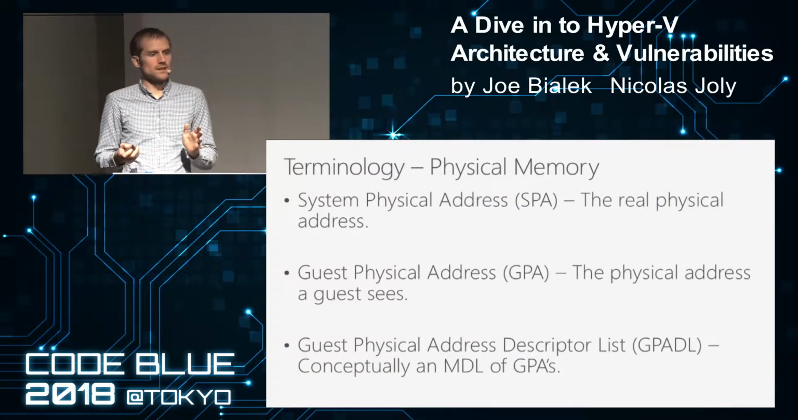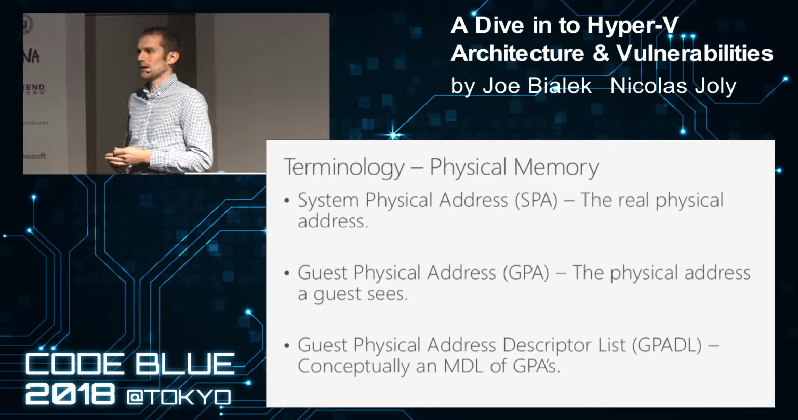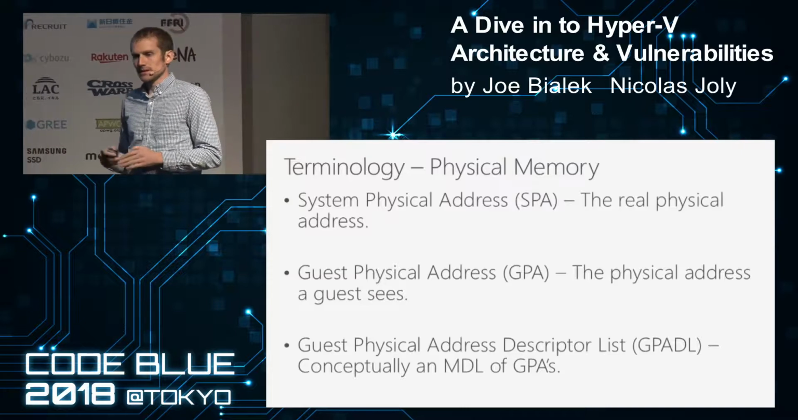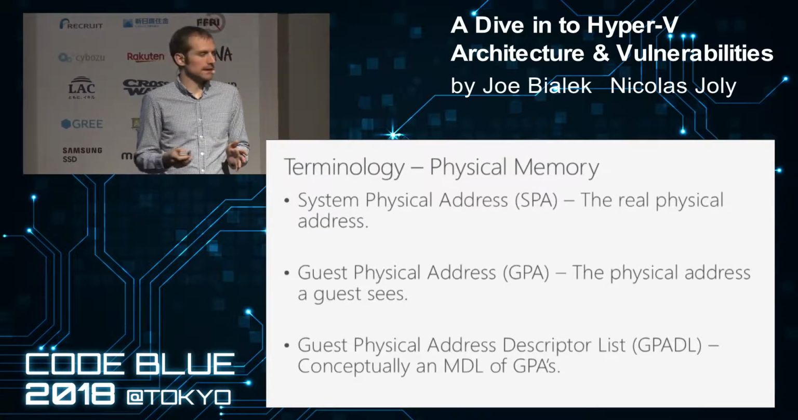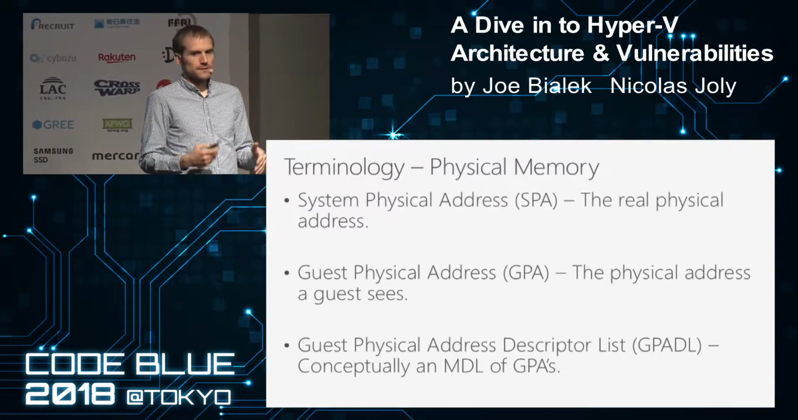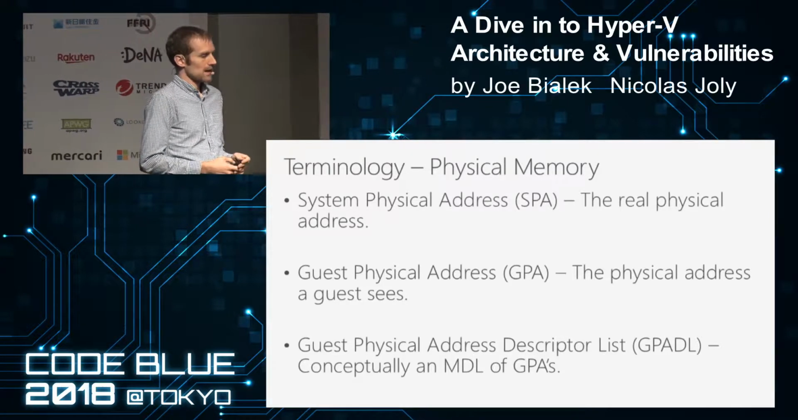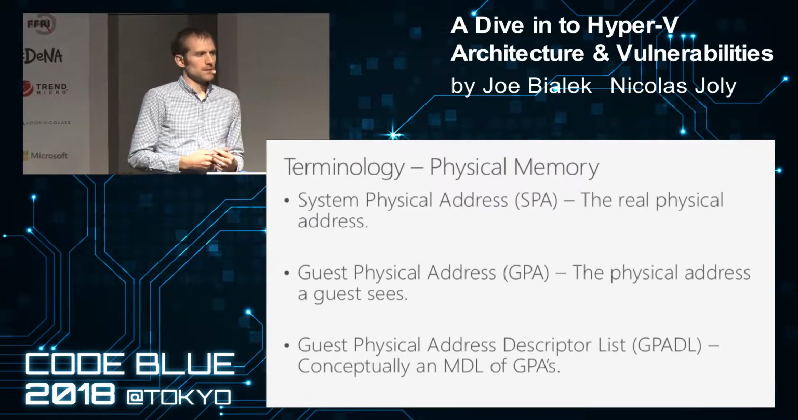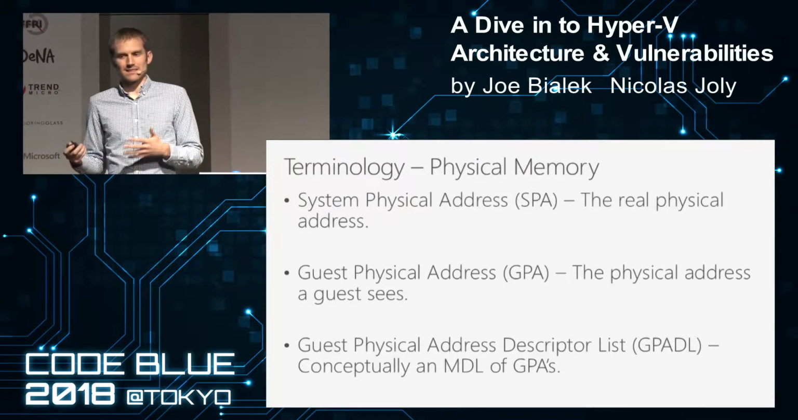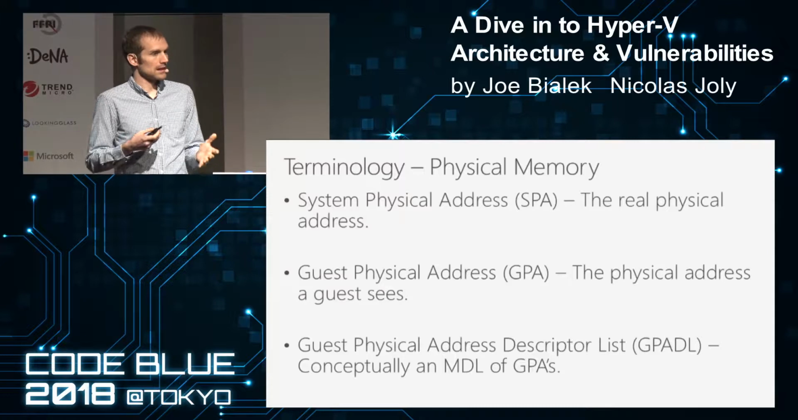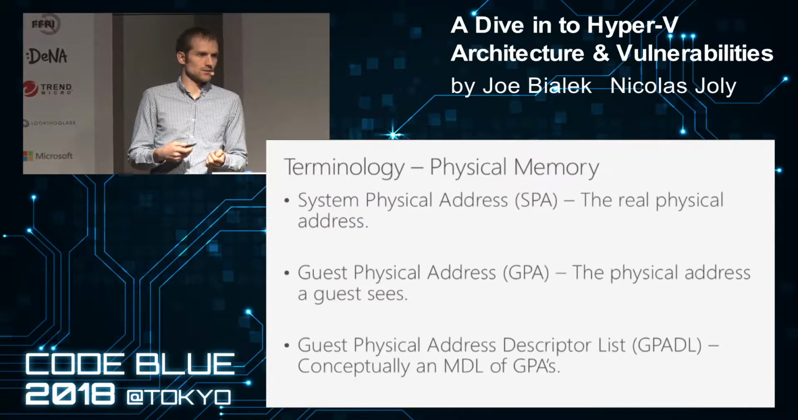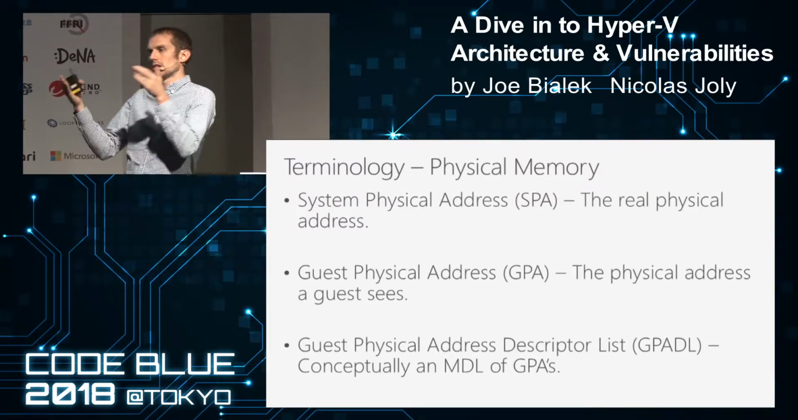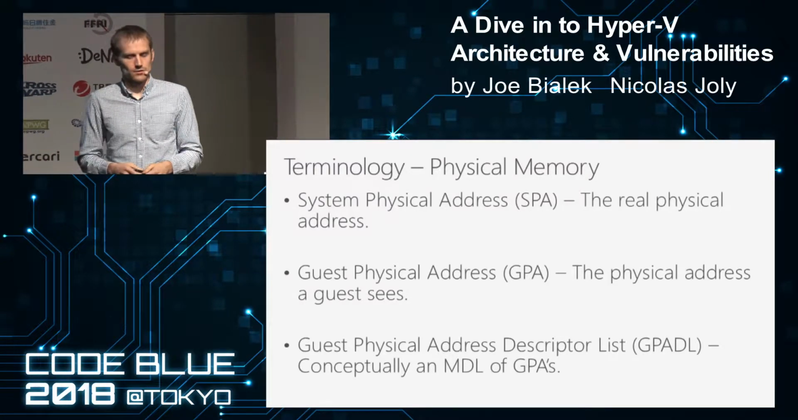Now, when we're dealing with virtualization, we end up talking about physical memory quite a bit. In Hyper-V, we use the term system physical address, or SPA, to describe the real physical address of some piece of memory. And we use the term GPA, or guest physical address, to describe the physical address that a guest sees. And this is the lie that the hypervisor tells to the guest using the extended page tables. So the hypervisor can map a guest physical address onto a system physical address.